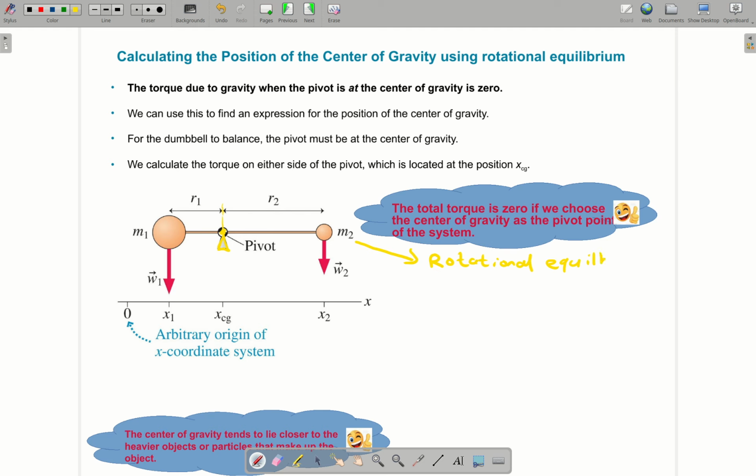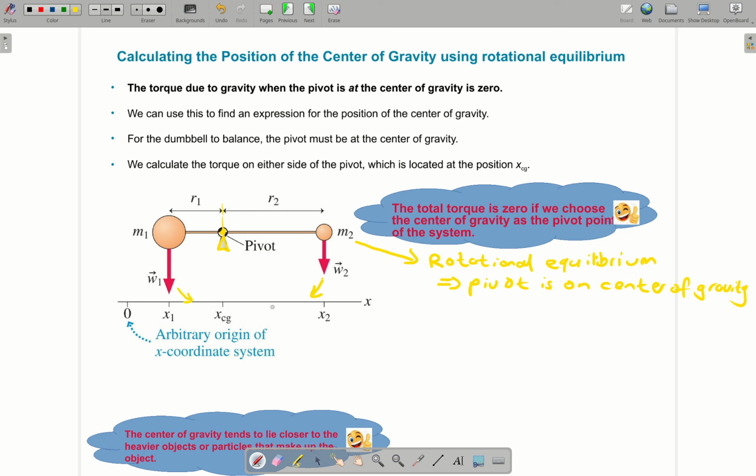When I put it in equilibrium, let me spell that, that means the pivot is on the center of gravity. So I can find the center of gravity experimentally, just by putting it on a pivot and then finding the point where it balances. What happens then is there is a weight on one side and another weight on the other side.